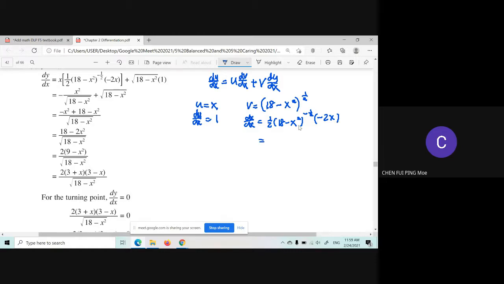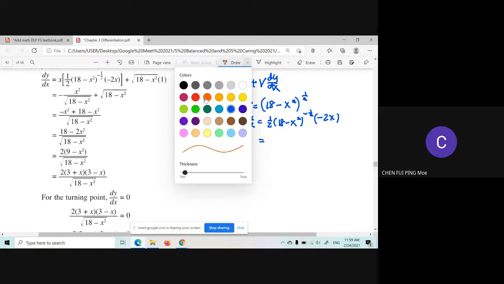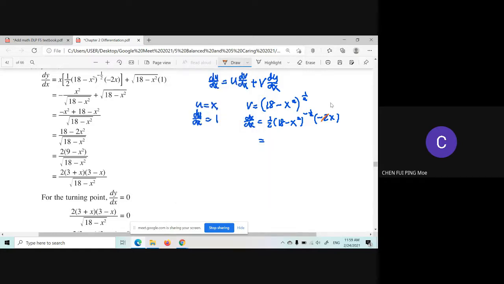So simplify and rewrite again. The 2 and 2 can cancel out. After that you have minus x over, and this one is at the bottom, right? Because of the negative power, it goes to the bottom: the square root of 18 minus x squared, since the power 1/2 is a square root. So this one is dv/dx.